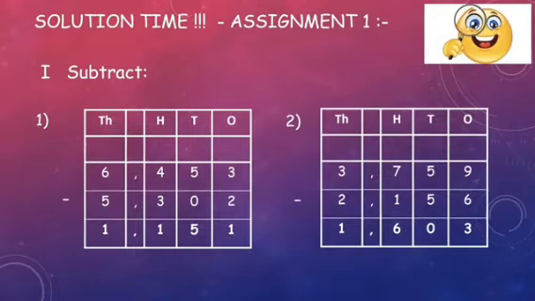Second problem, 3759 minus 2156 gives you a difference of 1603.